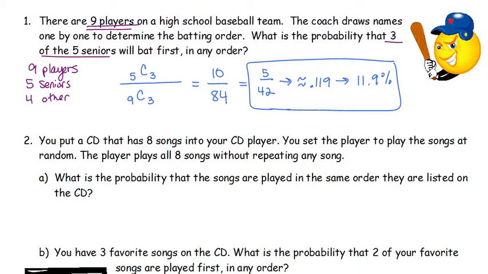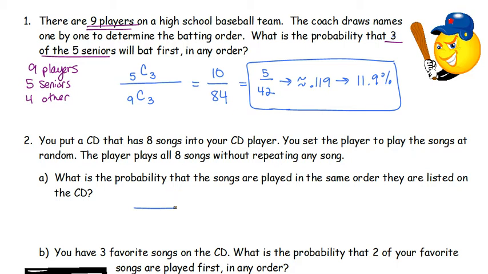For number 2, you put a CD that has 8 songs into your CD player. You set the player to play the songs at random. The player plays all 8 songs without repeating any of them, so no repetitions. Part A, what is the probability that the songs are played in the same order as they are listed on the CD? If they are looking to play in the exact same order, you have to think again, when I write this out, how many will make it possible?